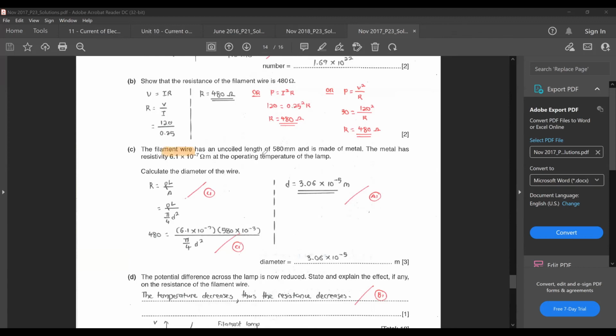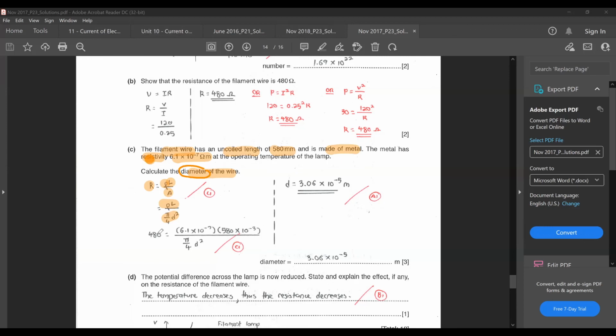Your filament wire has an uncoiled length of 580 millimeter, and it's made of metal. The metal has this resistivity at the operating temperature of the lamp. Calculate the diameter of the wire. Okay, so see, when you have mention of resistivity here, straight away you know you need to use R equals to rho L over A. A lot of times you will need to change the A to pi over 4 D squared. Because here the question also already asks you to find the diameter, right? So area change to diameter.